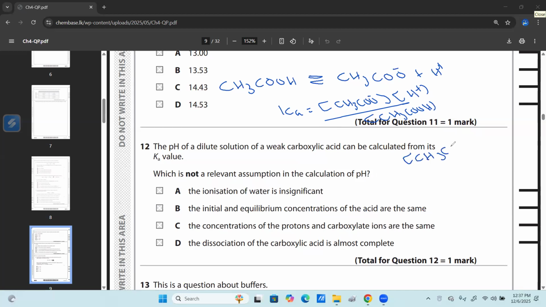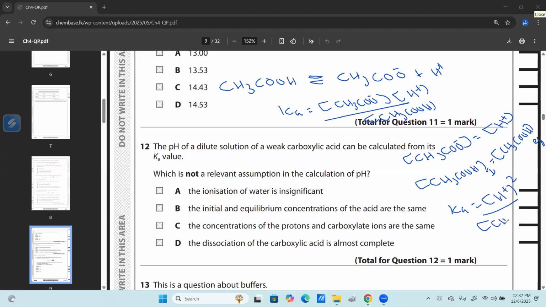So when finding the pH value, we are making one assumption. That means the formed acetate is equal to the formed H plus. The other one is that the initial concentration of the acid is equal to the equilibrium concentration of the acid. Then after that we are getting H plus squared divided by the concentration of ethanoic acid at equilibrium. Then we'll see which is not a relevant assumption.